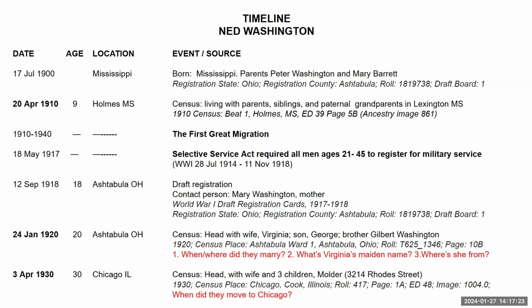Skipping to 1920, he was married and living in Ashtabula with his wife, his son, and his brother was also living with them. So I highlight in red questions that I want to research further. Like, when and where did they marry? What's Virginia's maiden name? Where was she from? In 1930, they had moved to Chicago. Well, when did they move to Chicago? Another thing that I want to look at.